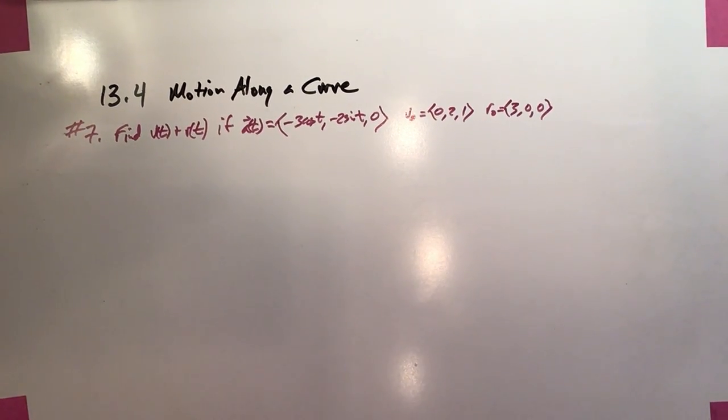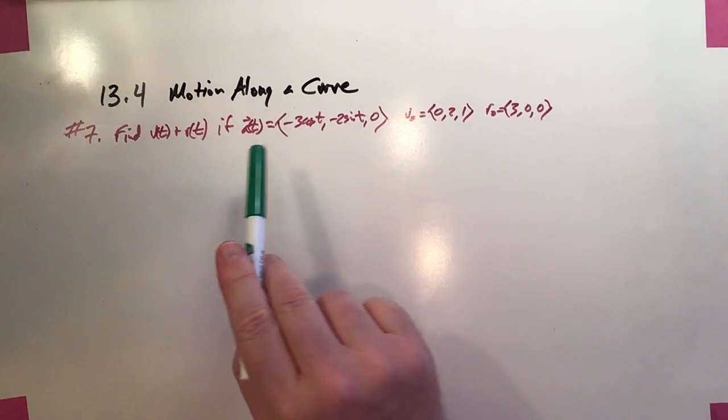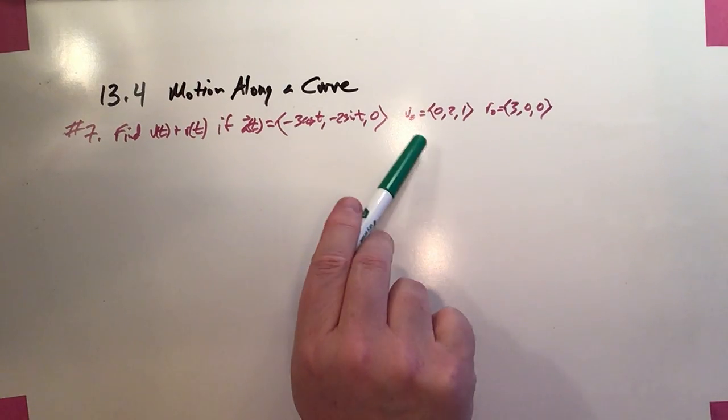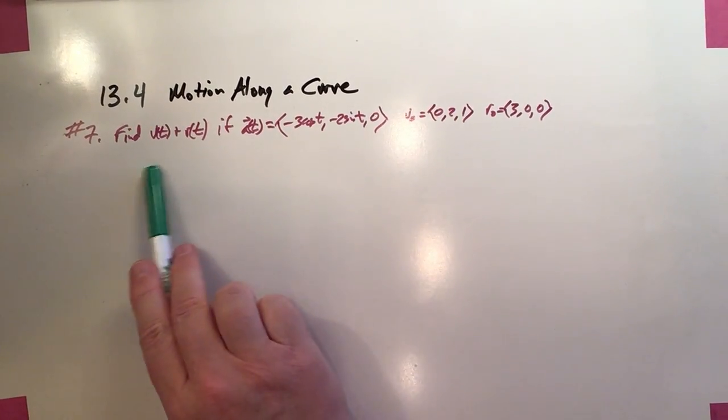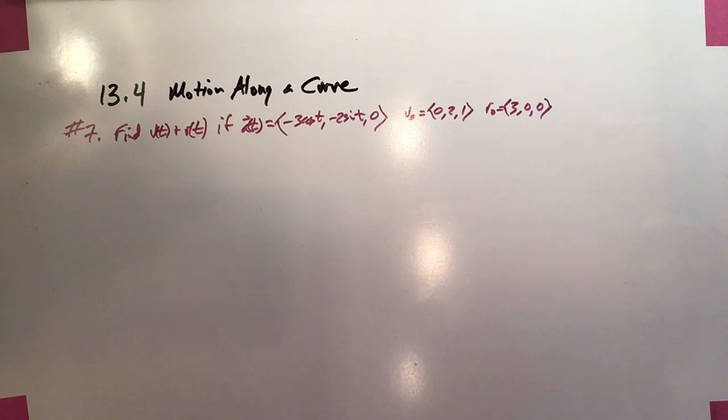Section 13.4, motion along a curve. And this is practice problem number 7. Once again, given an acceleration curve and boundary conditions, we're going to try and reconstruct the velocity and the position.